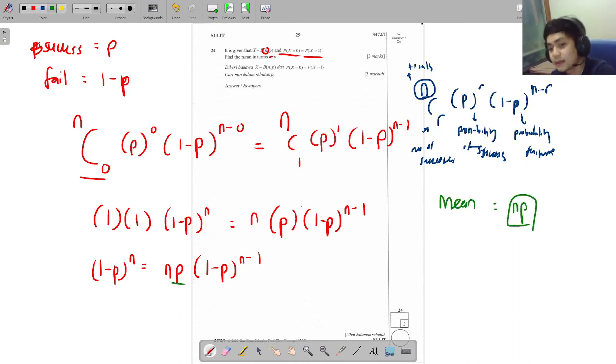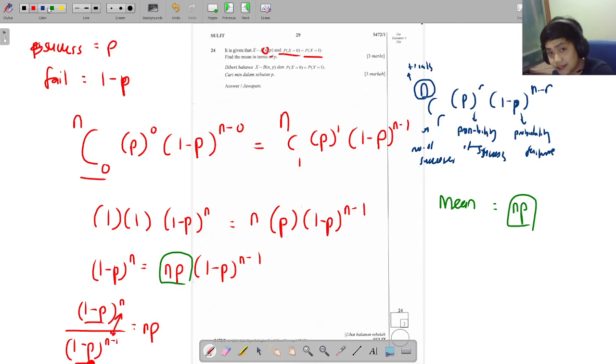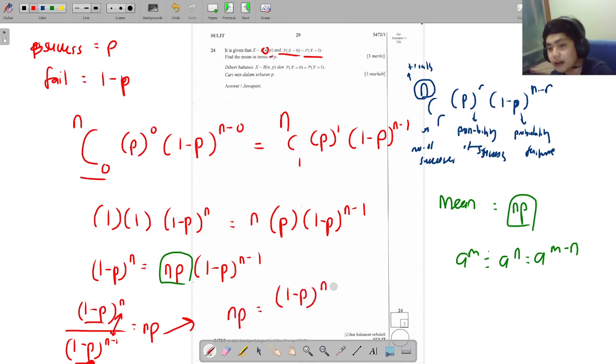So technically, we can just make np the subject here. So if you make np the subject here, it would be 1 minus p power of n over 1 minus p power of n minus 1 equals np. Now this term is the same. So according to indices, we can minus these two because it's divide. Because a to the m divide a to the n equals a to the m minus n. So in other words, we can minus the power. So we have np equals 1 minus p to the power of n minus n minus 1. So np equals 1 minus p, so n minus n is 0, so negative negative is positive. So we know that the mean is 1 minus p.